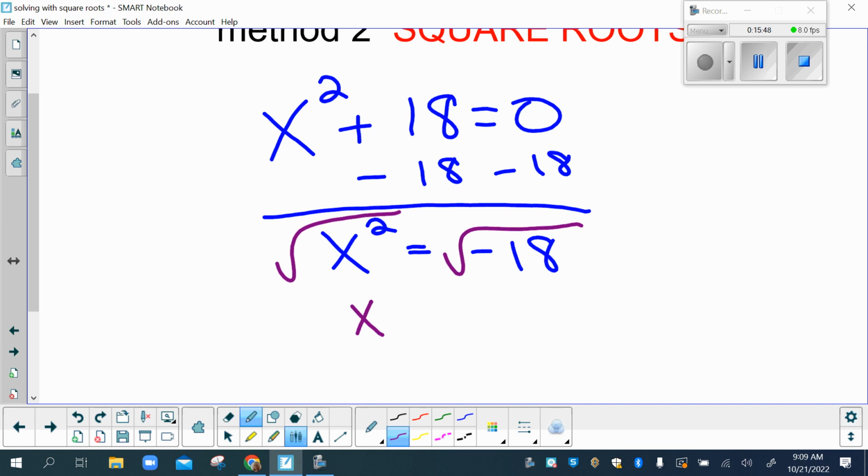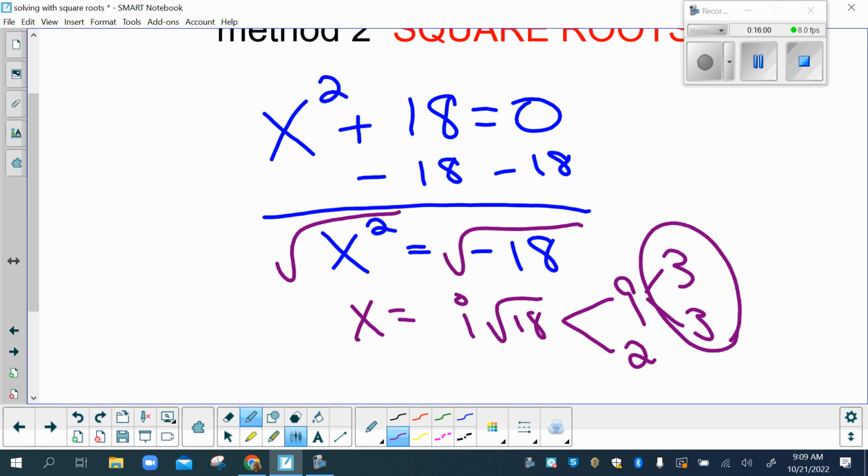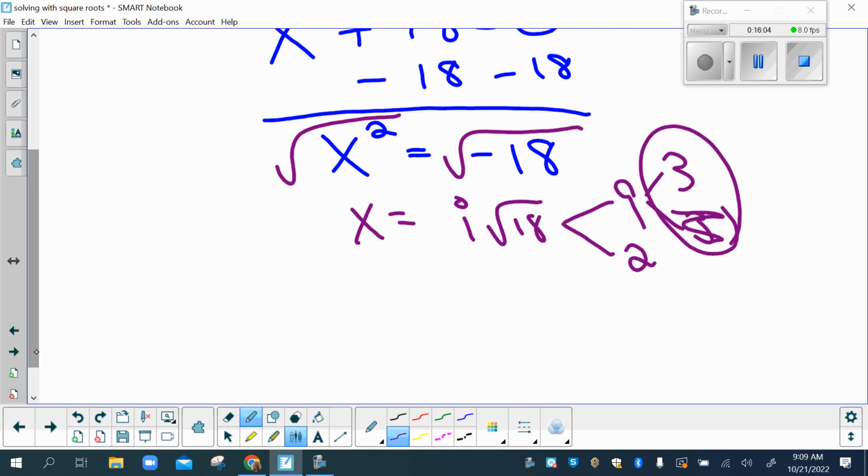So we're going to get x equals i root 18, but now we deal with the root 18, right? Now we split this guy up into 9 times 2 and 3 times 3. Circle it. 1 comes out. So here's what we're left with. The 3 is in the front. The i goes next. The root 2 goes next. That is so awesome. But it would be wrong if I forgot to also do what? Plus and minus.